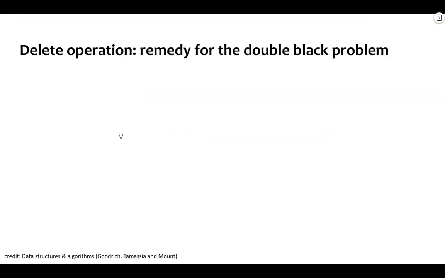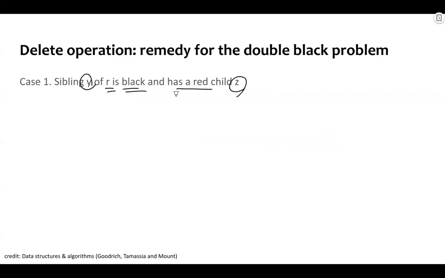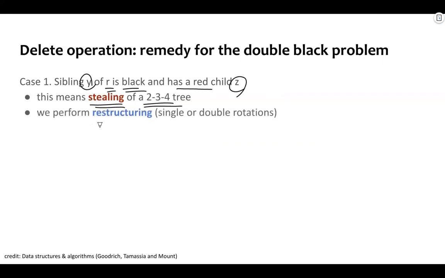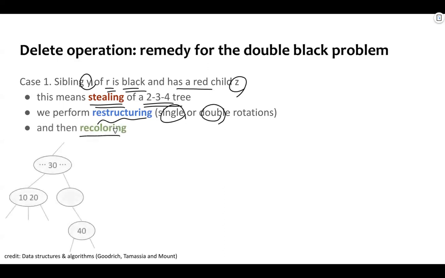And let's have a look at the remedy for the double black problem. Case one is when sibling Y of R is black and has a red child Z. This means we need to steal something from its sibling in the case of 2, 3, 4 tree. And we are going to perform restructuring, single or double rotations. Then we can resolve the issue. And then we're going to perform recoloring.